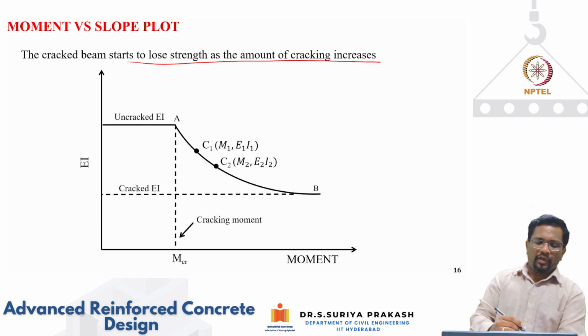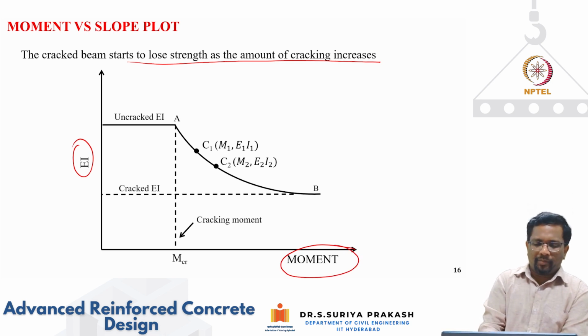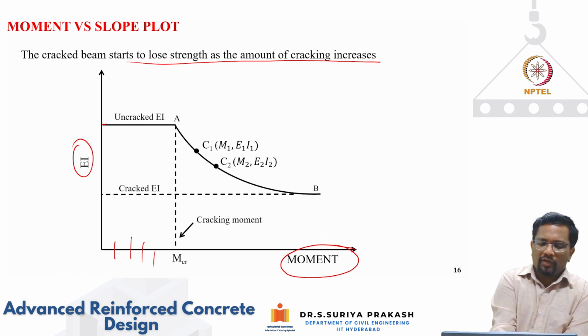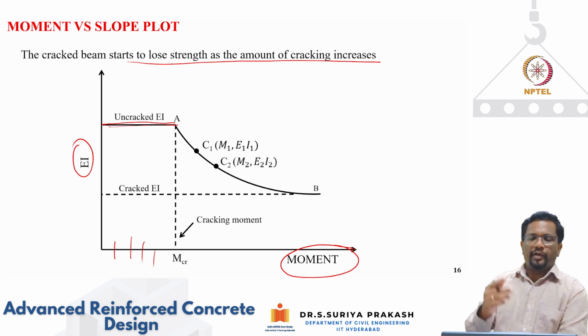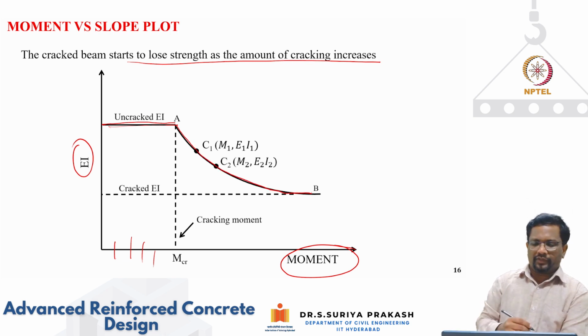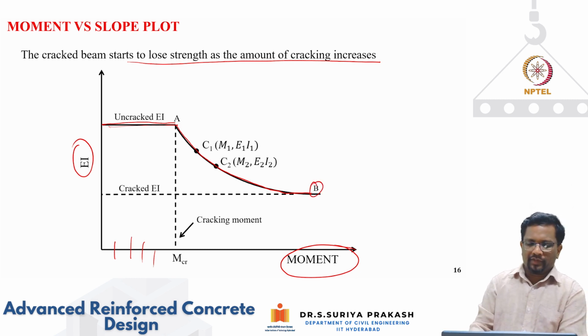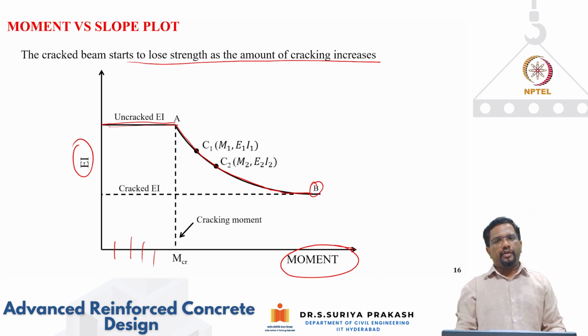If I start plotting the flexural rigidity versus the applied moment, when M is less than M cracking, your flexural rigidity is going to be the uncracked flexural rigidity, which is EI. When the moment M becomes more than M cracking, you see here this flexural rigidity value is going to decrease in a non-linear fashion. So at the location of B, you have cracked EI. When the moment has become close to that of the yielding moment, then you have reached your cracked flexural rigidity.